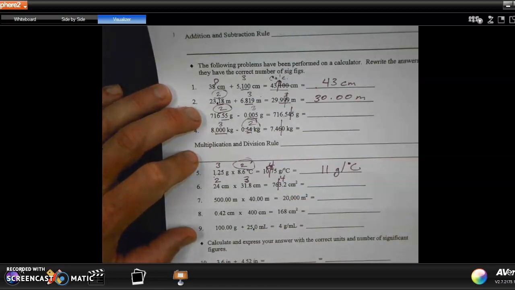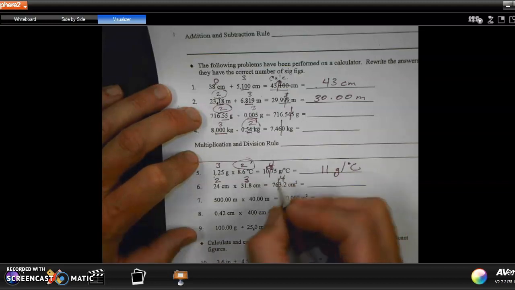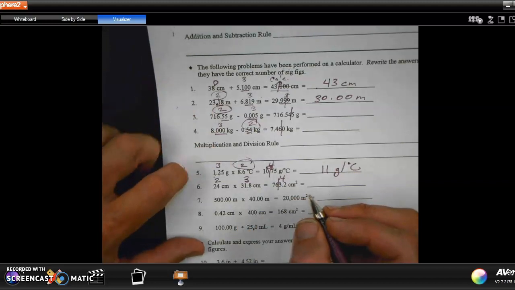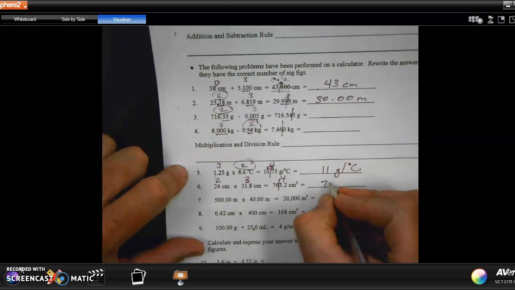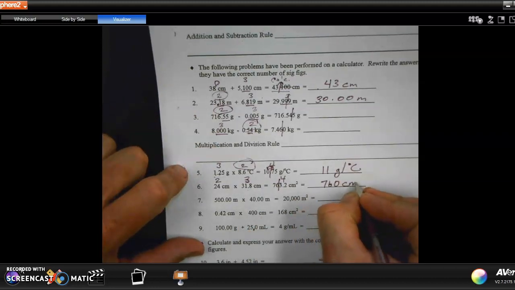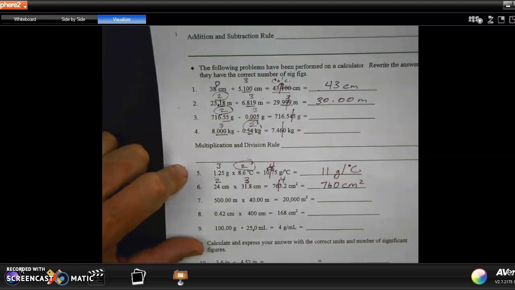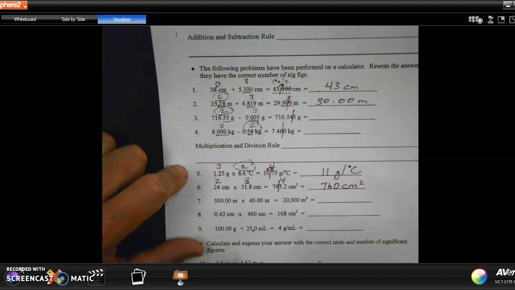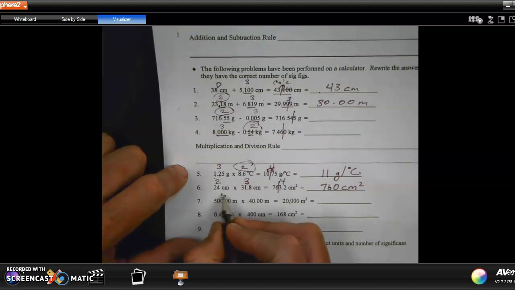Now remember, this number is 763. Don't get caught up in just writing 76. Does the 3 affect the 6? In rounding, it does not. So we are going to write 760 squared centimeters.